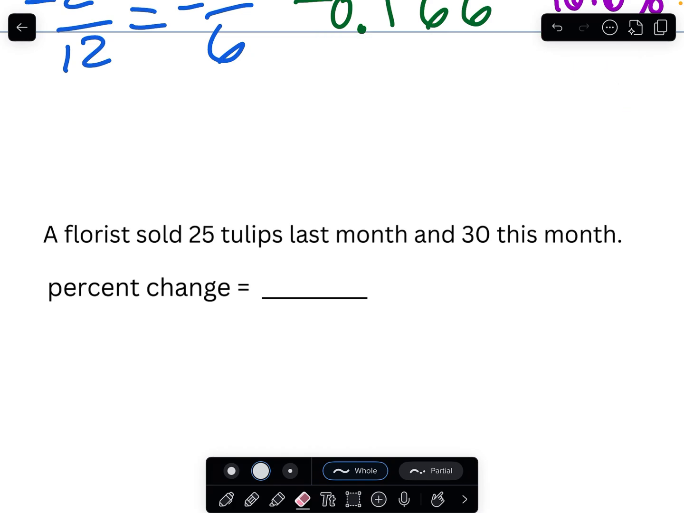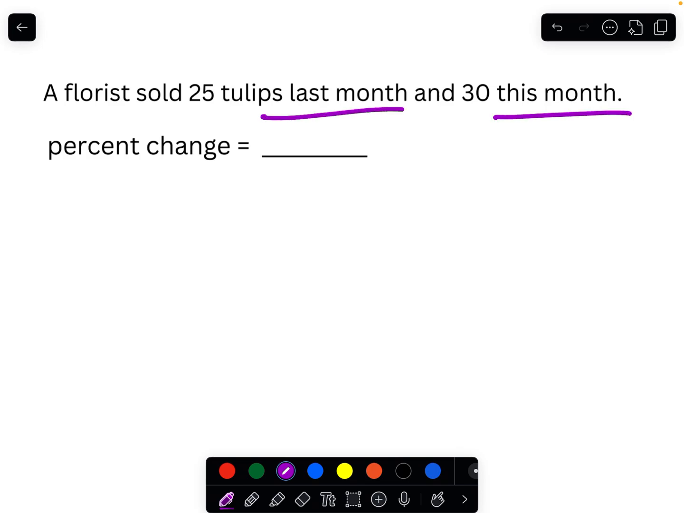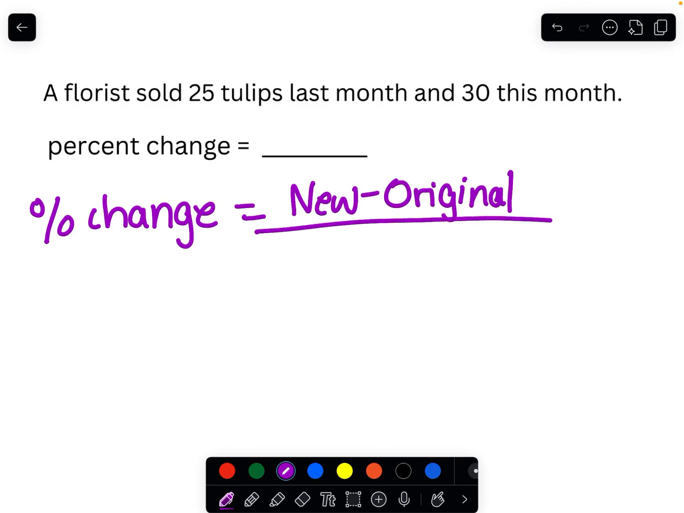All right, let's do one more, just for kicks. A florist sold 25 tulips last month and 30 this month. What's the percent change? Remember, we're going from last month to this month. Many percent change problems will involve time, a certain time to a certain time. Let's plug in the formula. So percent change equals new minus original over original.